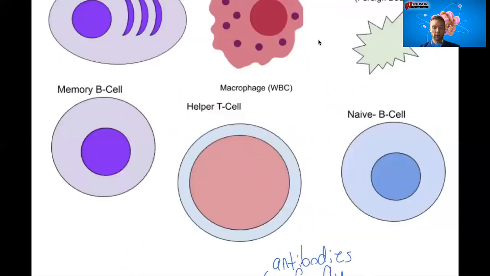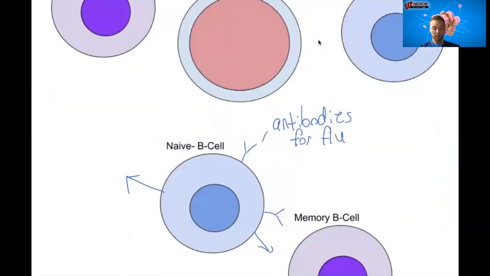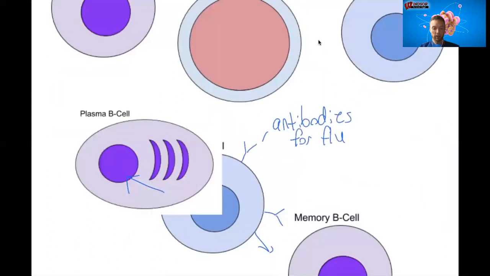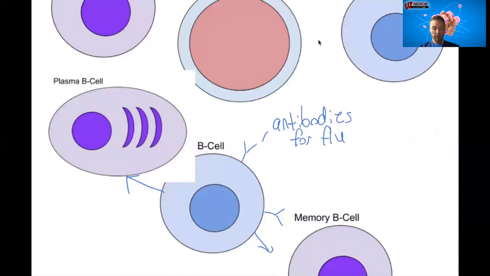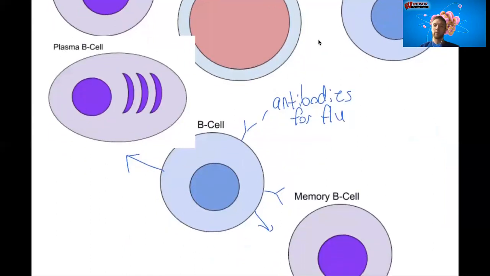The other thing that they're going to become are what are called plasma B cells. This guy's a little big. But the idea is that this plasma B cell and this memory B cell are going to be made from the naive B cell. And these guys, again, just like before, are programmed to do one thing and one thing only, and that's defeat the flu. They don't work for everything now. They only work for the flu.